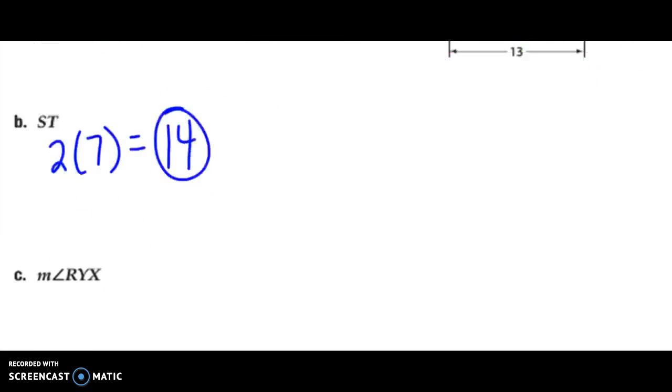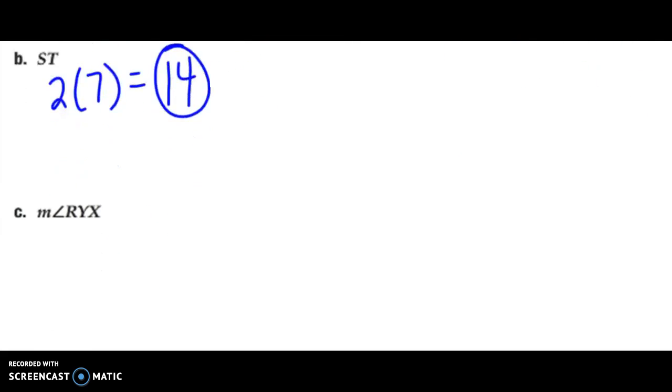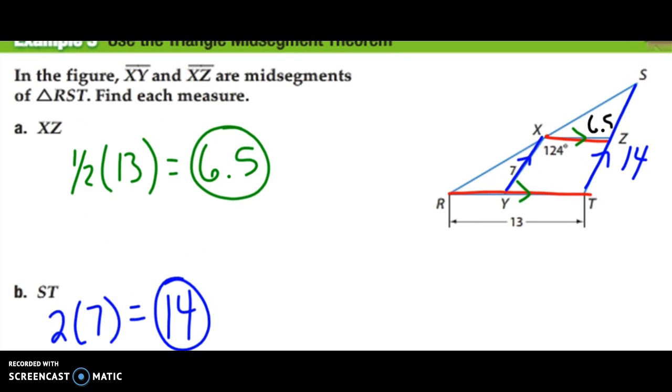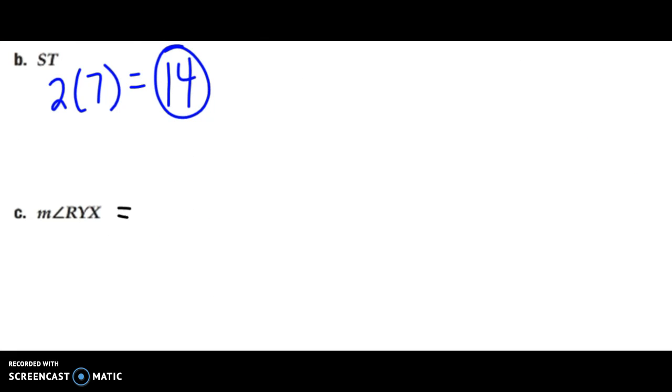Now the last one is to find the measure of angle RYX. So if I'm looking for RYX, I got to look for this one right here. Well, the nice thing is this: we already said that RT and XZ are parallel lines, and we have this transversal XY that cuts them. So we learned back in earlier chapters that these two angles are alternating interior angles, and alternating interior angles are always the same. So the measure of angle RYX is going to have to be 124 degrees.